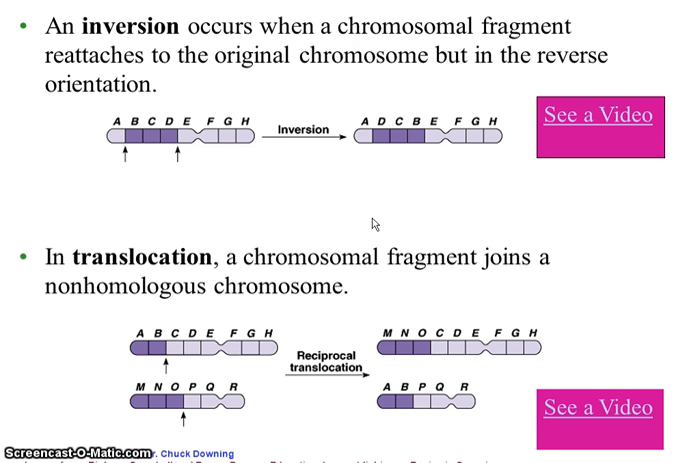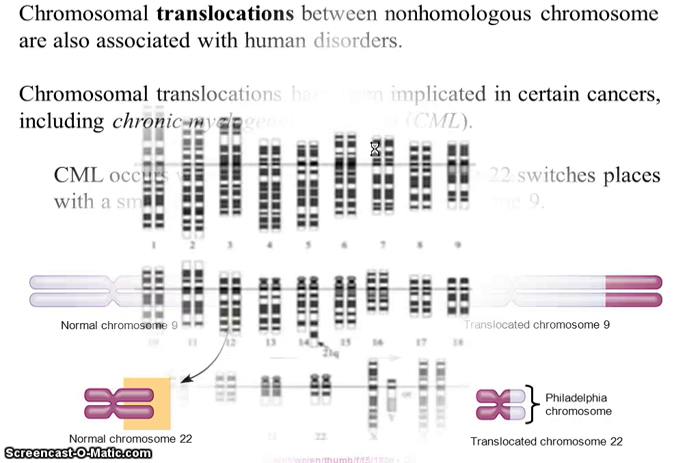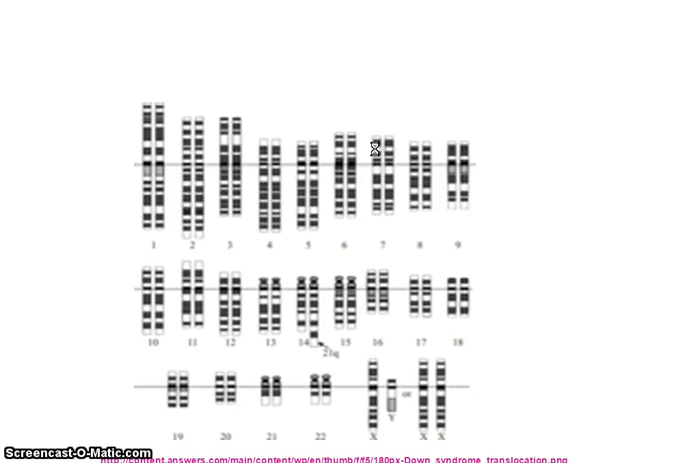And translocation, the fragment joins a non-homologous chromosome. So like if we're thinking X and Y or something, or a completely different chromosome. So translocations can happen between non-homologous chromosomes. Here it shows the difference of chromosome 22 and chromosome 9. That can happen in this type of leukemia. And you can see that here.